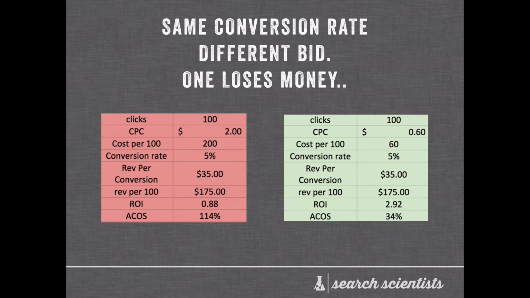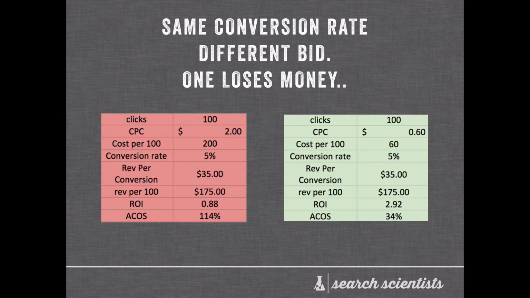In the first row, we have clicks, 100 clicks, same amount of clicks. Next, we have CPC, how much they're actually paying per click. On the left, it's $2. On the right, it's 60 cents. Now we're actually going to look at the impact of this. Cost per 100 clicks is going to be $200 on the left, $60 on the right.